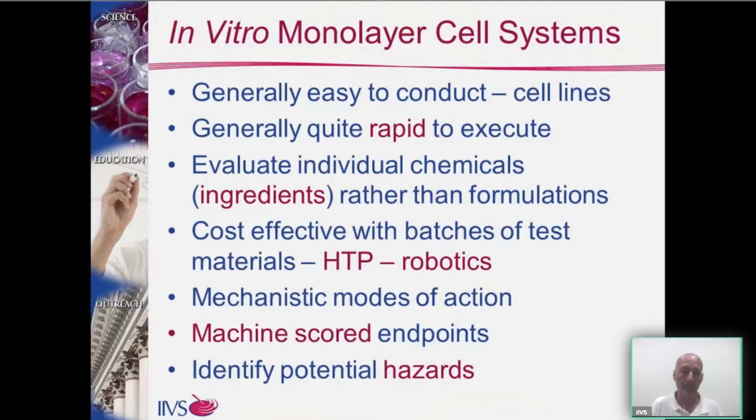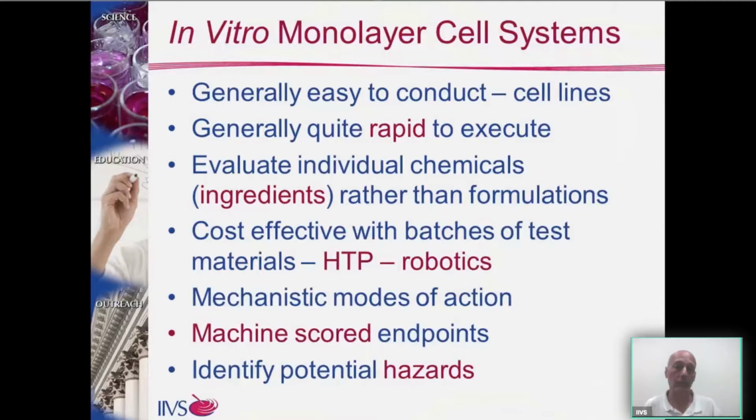These methods really allow us to look at mechanistic modes of action. This is really highlighted by the ToxCast program and the Tox21 approaches to being able to understand what type of changes happen at the cellular level after exposure to chemicals. Most of these methods are highly machine-scored endpoints rather than subjective endpoints, and they're typically geared towards potential hazard identification.